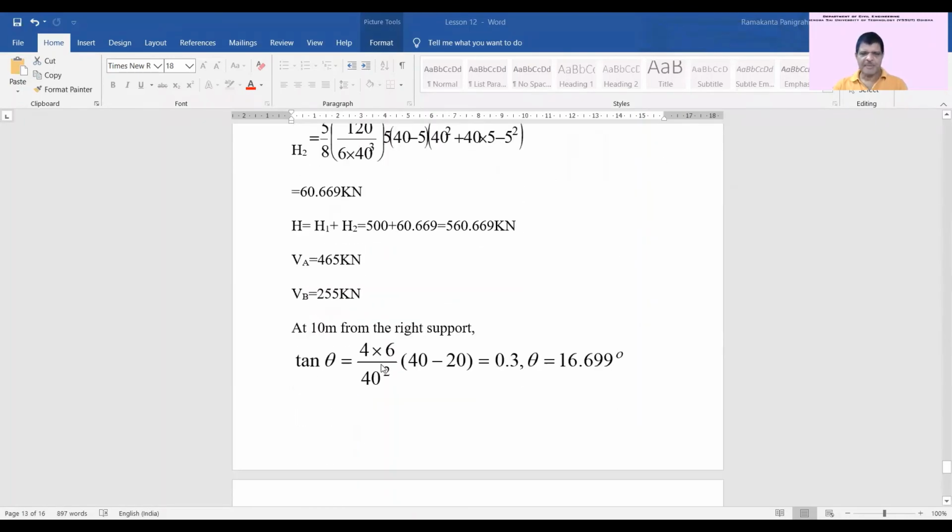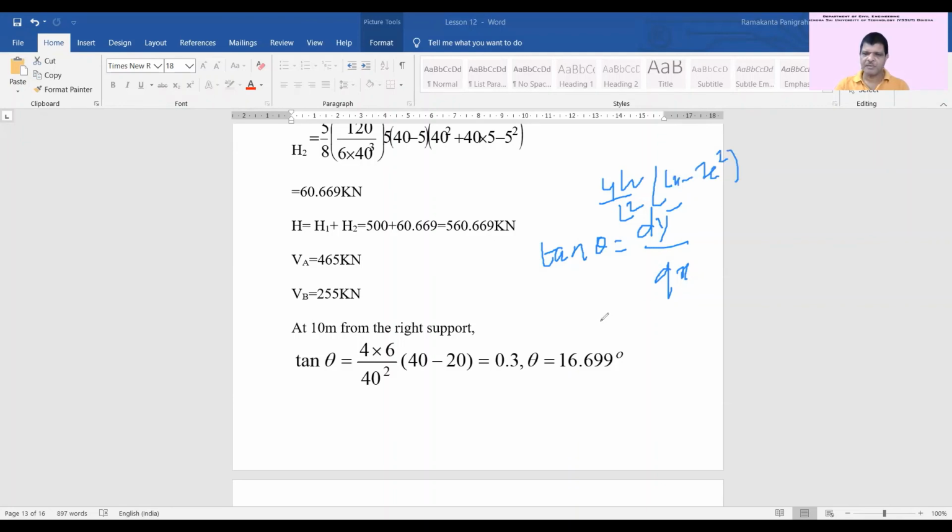Now once you find VA and VB, then we have to find the value of tan theta. How to find the value of tan theta? Tan theta is equal to dy by dx. And what is y? We already know what y is: 4h by L square into x into L minus x, that means Lx minus x square. You take the derivative.